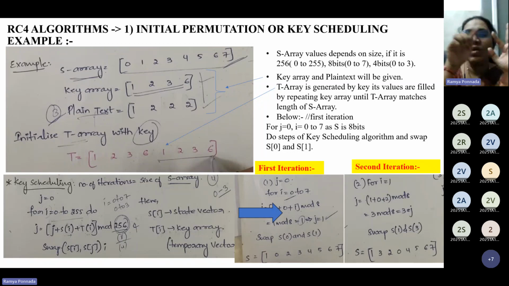S of i is equal to i. If the i value is 0, then S naught is equal to 0. If i is equal to 1, S of 1 is equal to the i value only, so that is going to be 1.